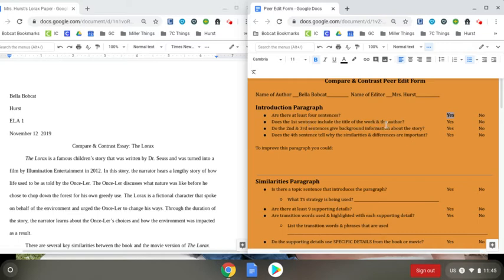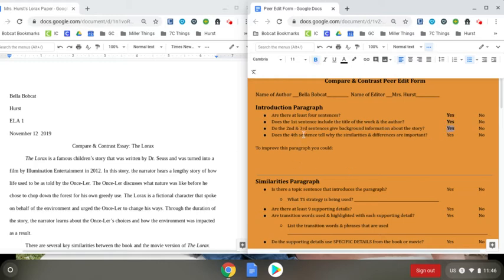Does the first sentence include the title and work of the author? Okay, so The Lorax, there's the title, is a famous children's story written by Dr. Seuss. There's the author. So I have the title and the author. So again, I can say yes. Next one, do the second and third sentences give background information? In this story, the narrator hears a lengthy story of how life used to be as told by the Once-ler. The Once-ler discusses what nature was like before he chose to chop down the forest for his own greedy use. I would say yes, that gives me background information as to what the story is about.